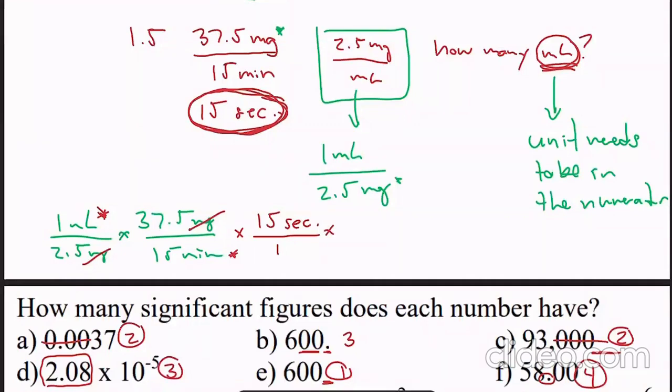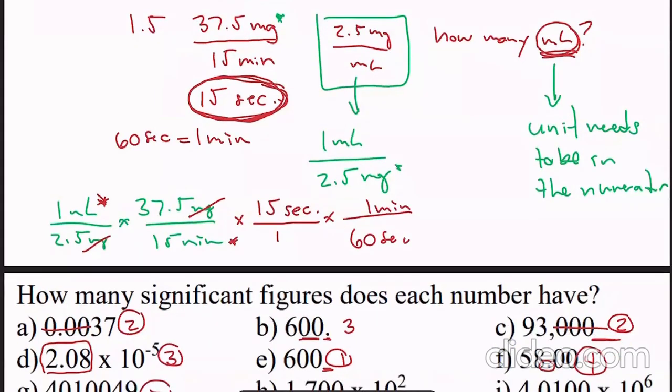You don't have to look up a definition for seconds to minutes. I'm not asking you to put in how many seconds are in 15 minutes. No. All we need to do is get rid of the units. You know that there's 60 seconds in 1 minute. Cancel this out. I have to put 60 seconds over 1 minute. And by doing so, these units cancel out. And I'm only left with 1 unit now. I'm only left with these milliliters.